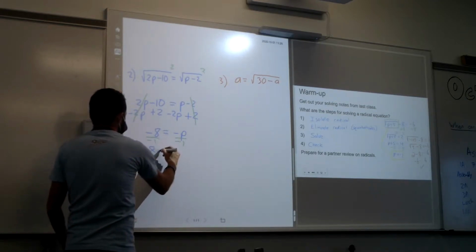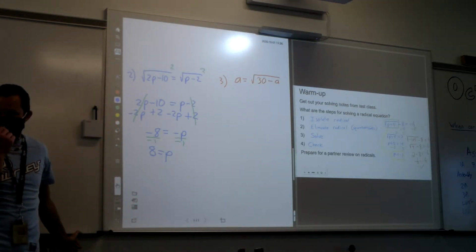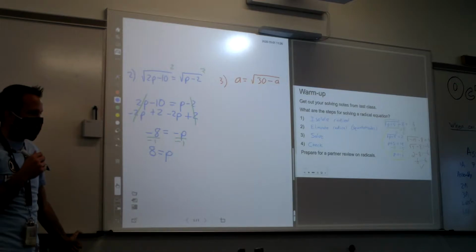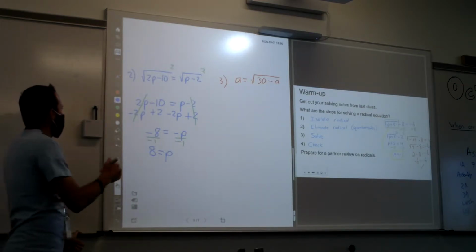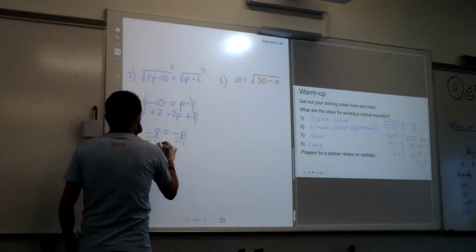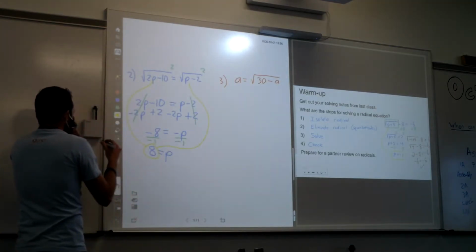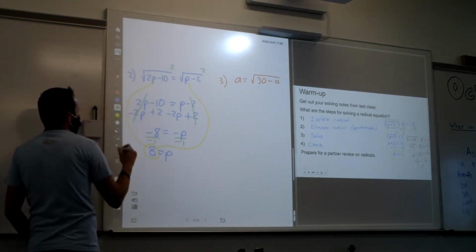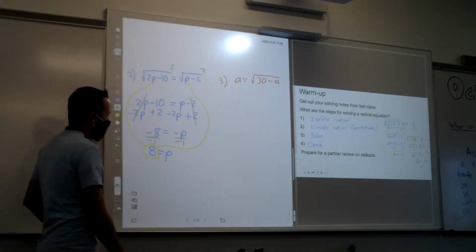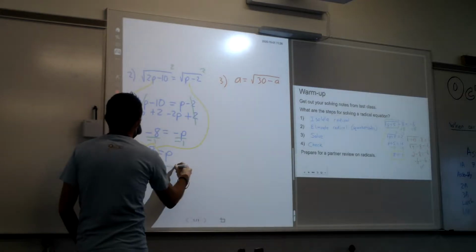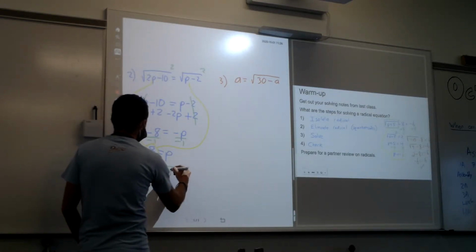Do you guys agree that p is 8? Is that what you guys got? Awesome. Okay. So now what we're going to do is we need to check our work. When we do that, we're just going to take 8 and substitute it in for where we saw p. And we're going to make sure that gives us a true statement. Because if it's not a true statement, what do we say it's called? Extraneous. Good job.